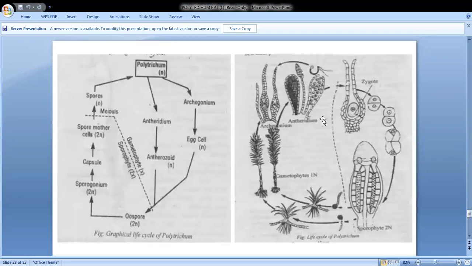So the life cycle of Polytrichum is called heteromorphic alternation of generation because the haploid gametophytic stage is there and the diploid sporophytic generation is there. That's why it is called heteromorphic. The gametophyte and sporophyte are different types, and they come one by one, so we call it heteromorphic alternation of generation. This is about Polytrichum.